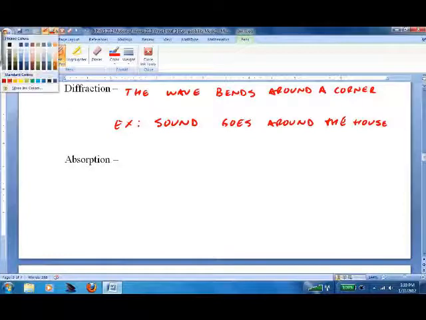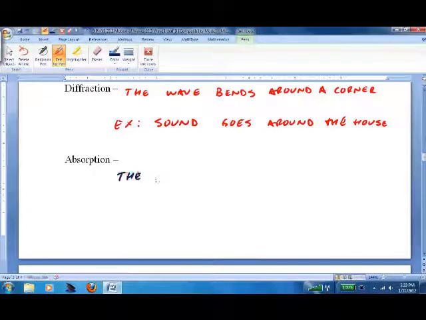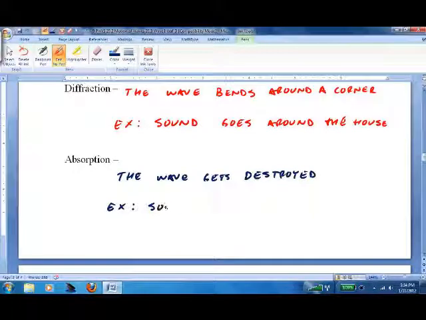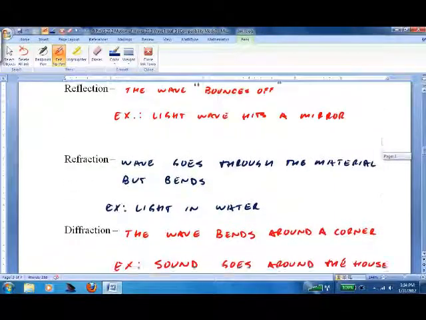The last one is absorption. And the wave gets destroyed. This would be a sound dampening room. They fill it with foam on the walls, and they put those little spiky pieces of foam on them. And that's designed to suck up all the sound so that the room is quiet. Maybe it's a lot of noise in there. Maybe you don't want any noise coming from the outside. But they'll do that a lot with sound dampening rooms. They just absorb the sound. And there's lots of other examples of these four: absorption, diffraction, refraction, and reflection.